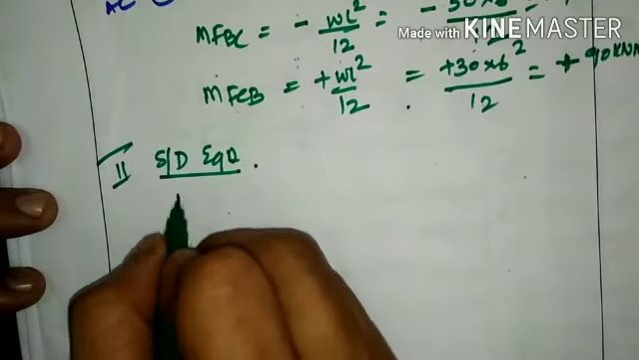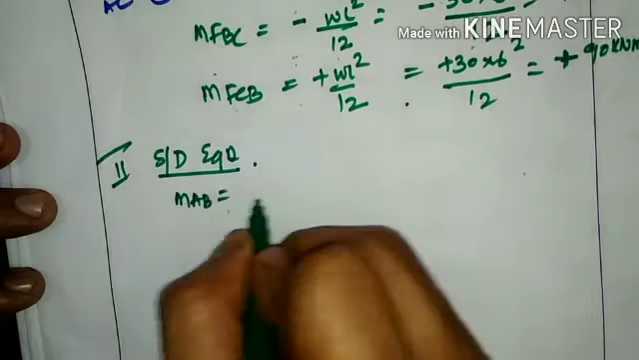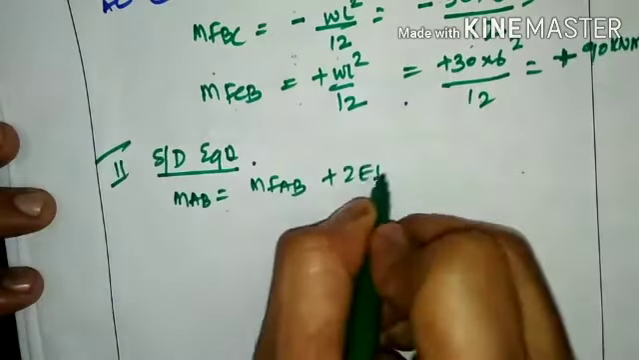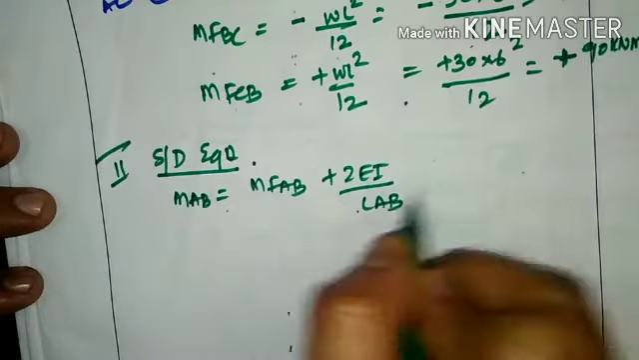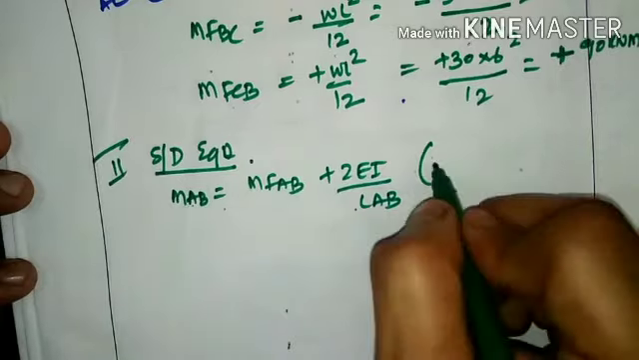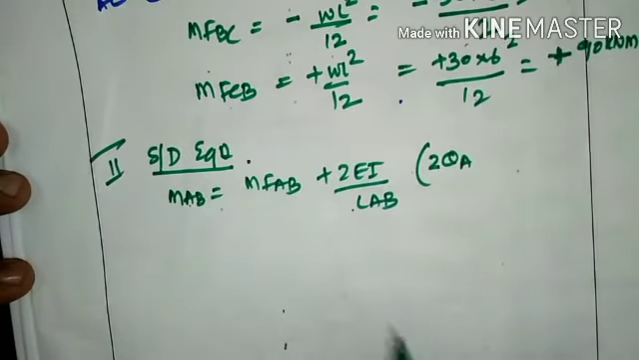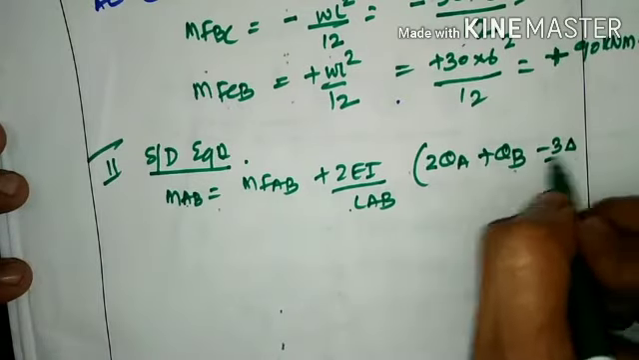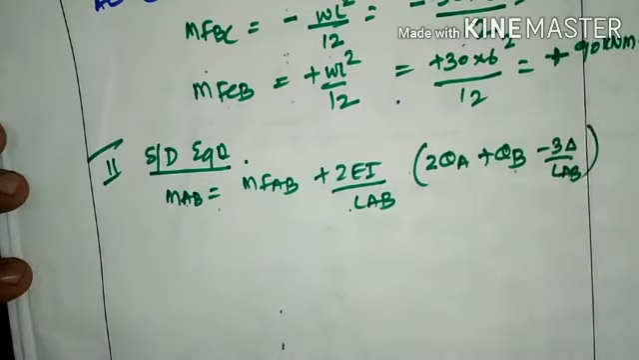Slope deflection equation: MAB is equal to MFAB plus 2EI divided by LAB. Now whatever alphabet I have written here, MAB, A is first here, so you are going to write it as 2 theta A. B is second, so you are going to write it as theta B. Minus 3 delta divided by LAB.